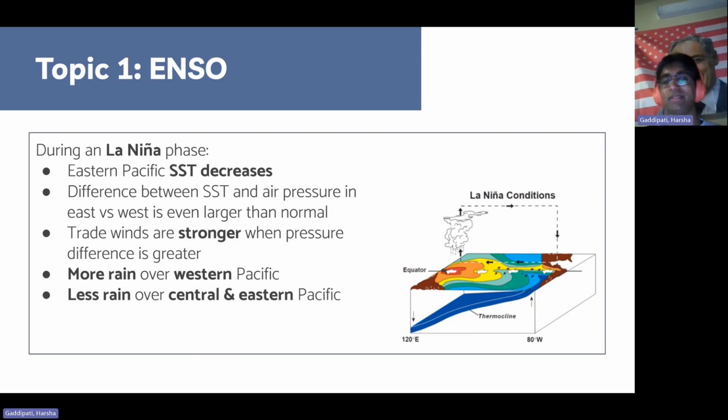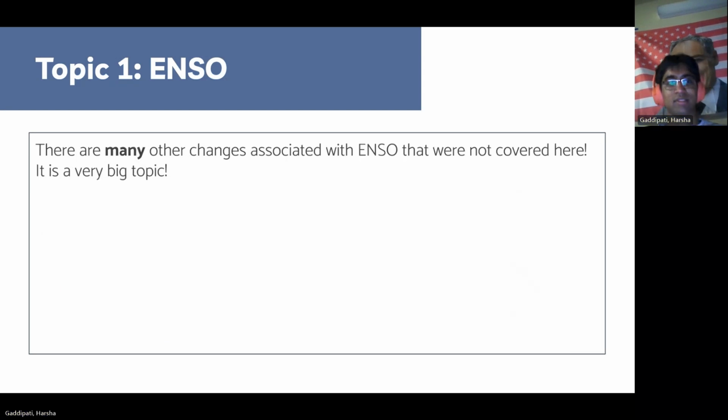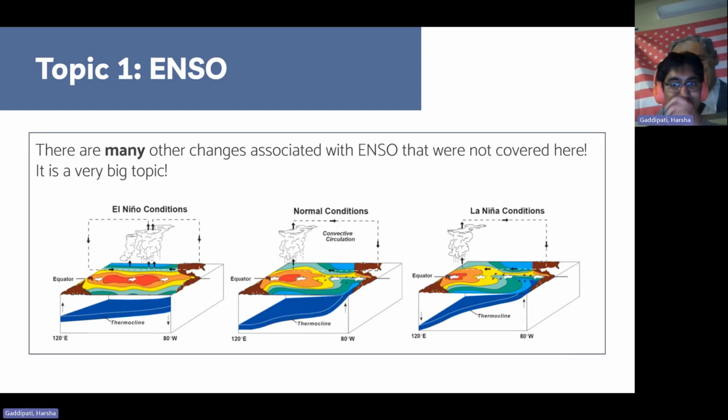And again, if any of these terms don't make sense, we'll show the slides later. I would definitely go and study to understand these terms as well, so you guys can do the best on meteorology. There are also a lot of other changes associated with this that aren't covered here, because after all, it is a really big topic, and there's a lot of literature out there. I would definitely recommend diving into this so you guys can be best prepared.